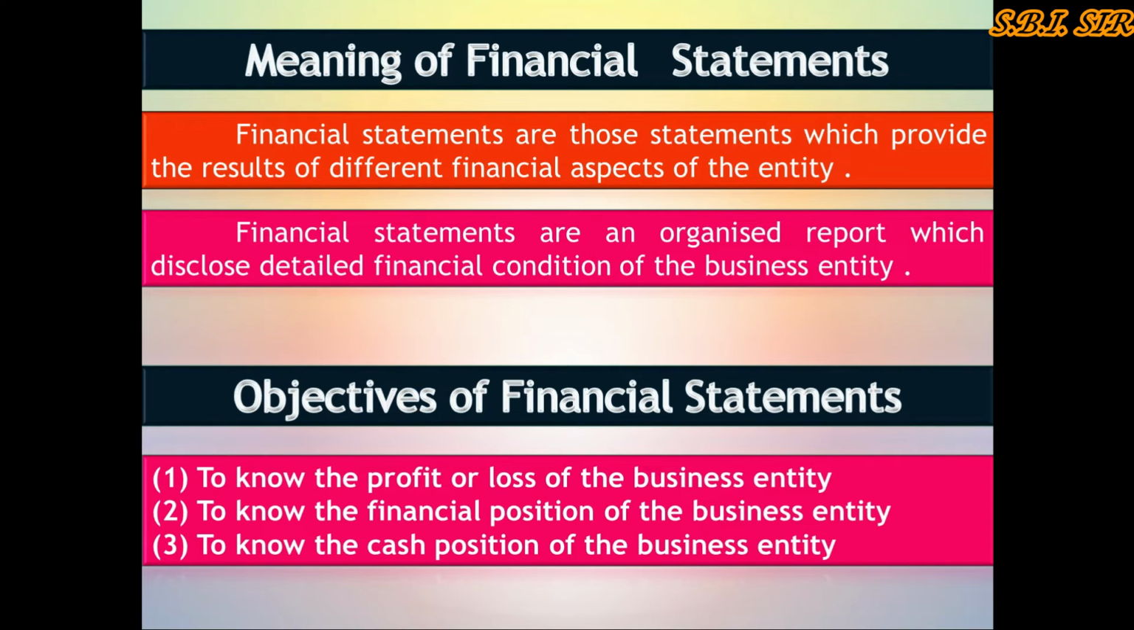Third objective is to know the cash position of the business entity. The business undertakes transactions of cash receipt and payment during the year. The information about different sources of cash and application of cash is available from the prescribed statement. This statement is known as cash flow statement. The third objective of preparing the financial statement is to know cash inflow and outflow of the business.